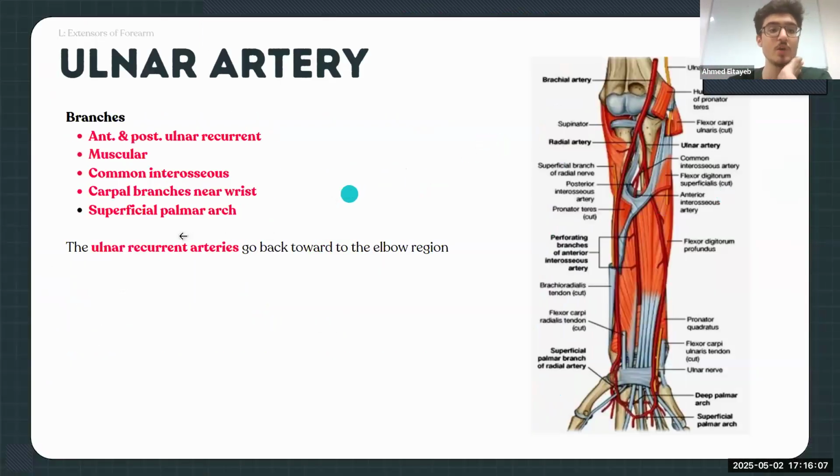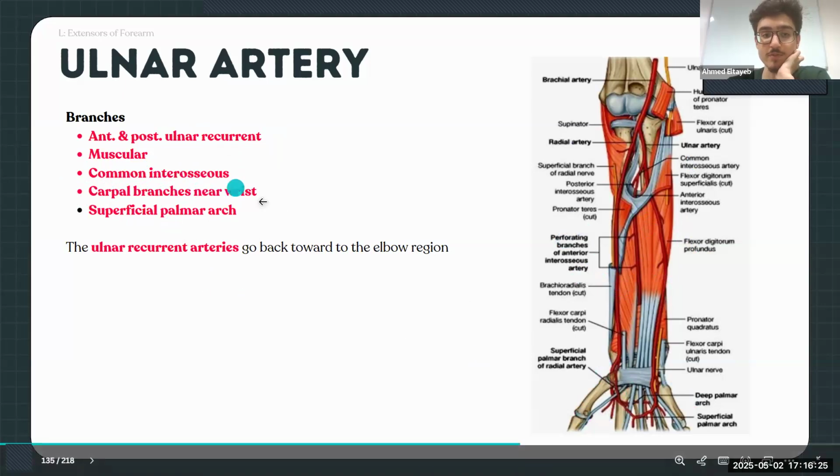What are the branches? We mentioned the superficial palmar arch, but you also have the anterior and posterior ulnar recurrent arteries. So again, you have these recurrent arteries over here. Muscular branches to supply the forearm muscles. And you're going to have the common interosseous, if you remember, I mentioned it. And then the carpal branches near the wrist and the superficial palmar arch in the hand.